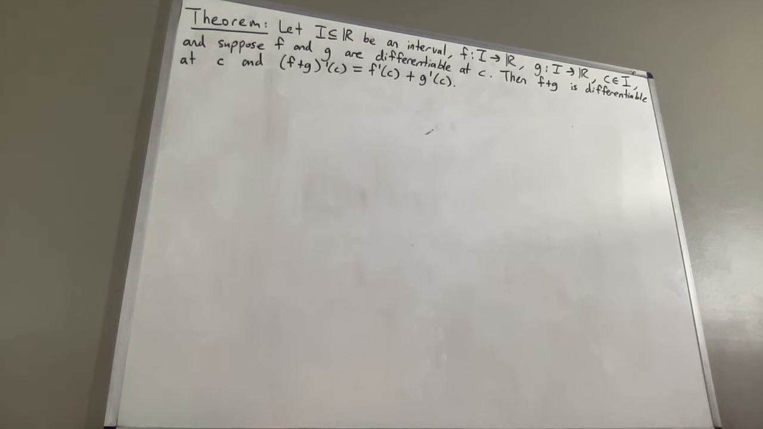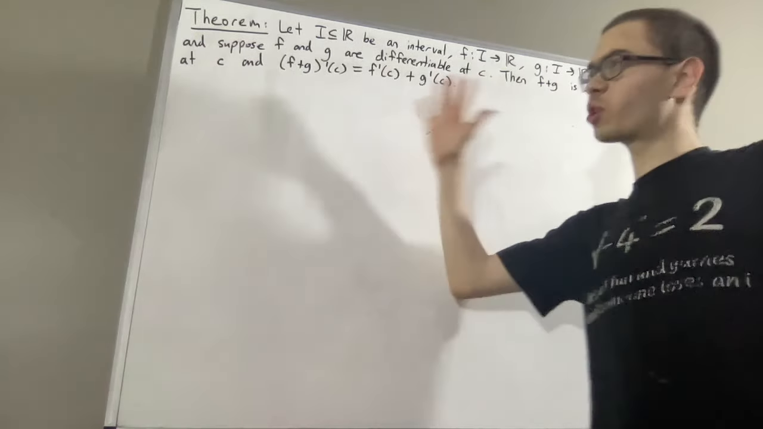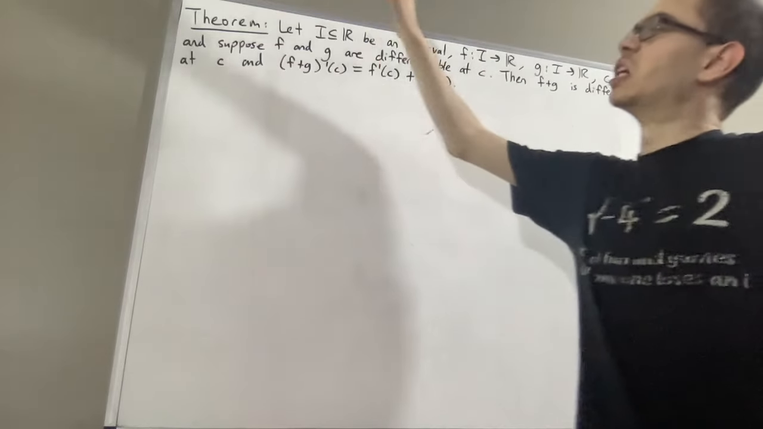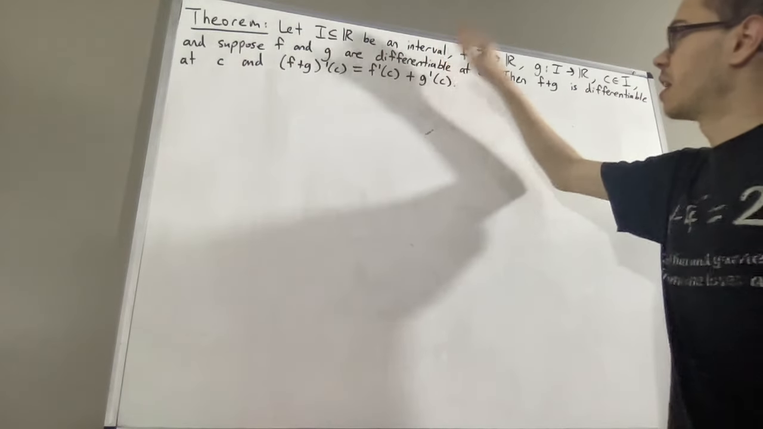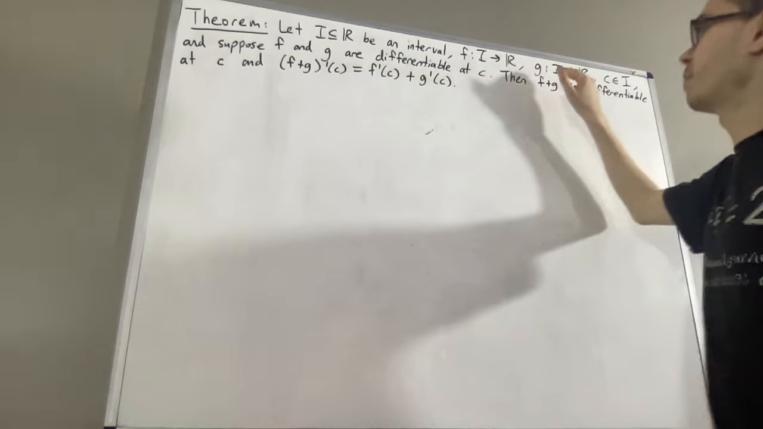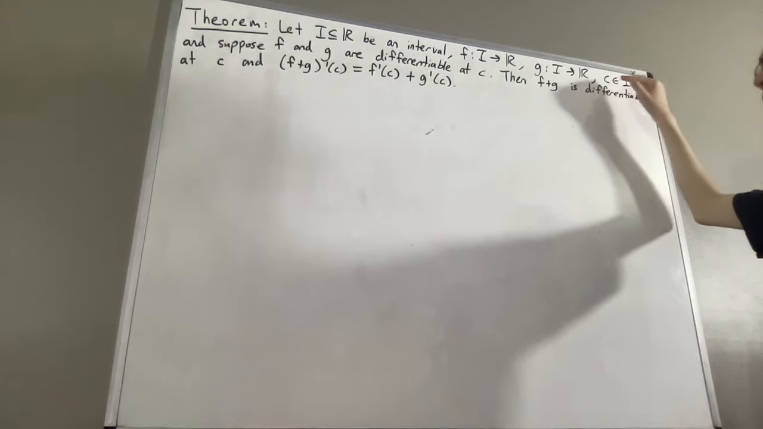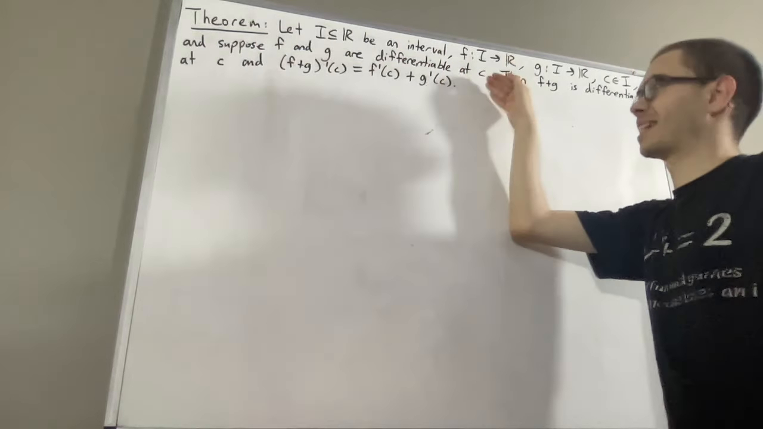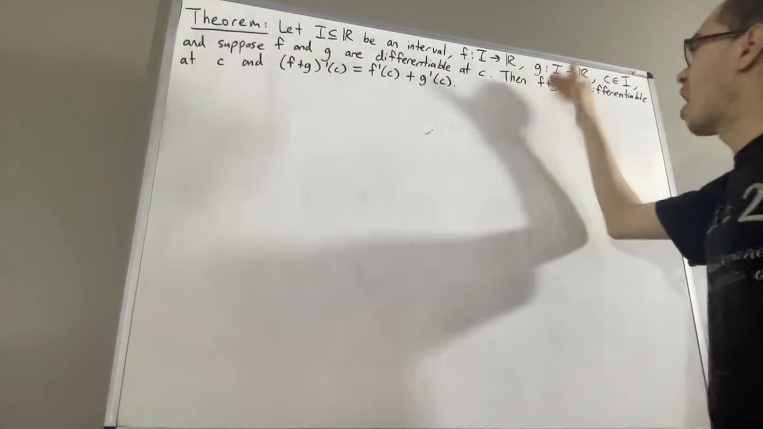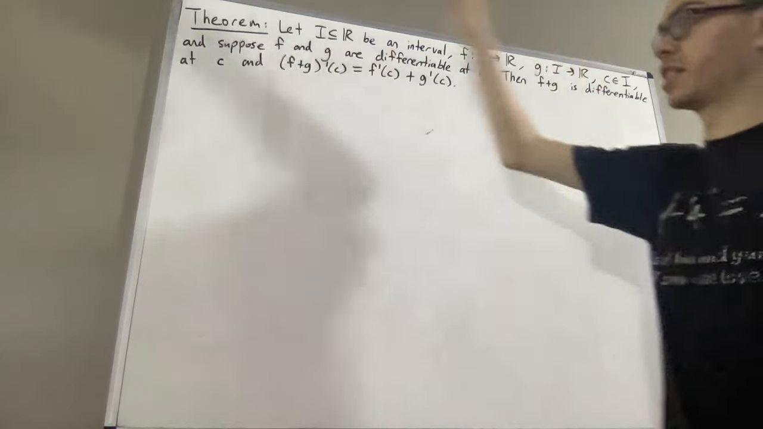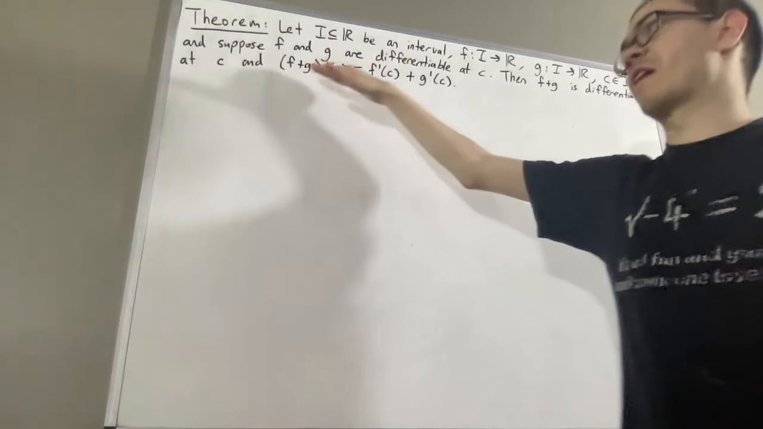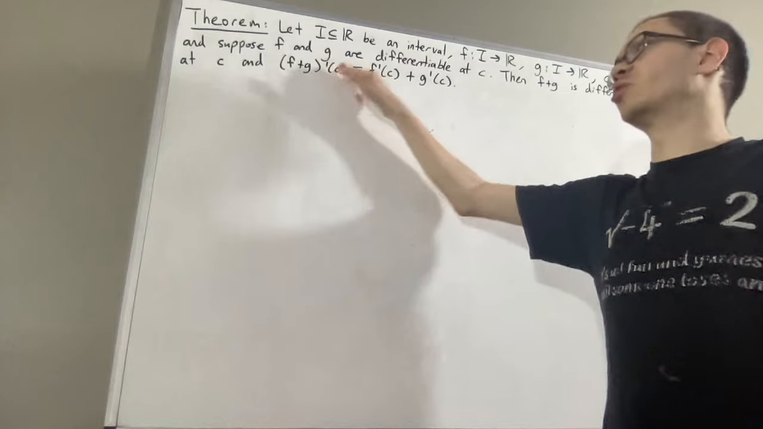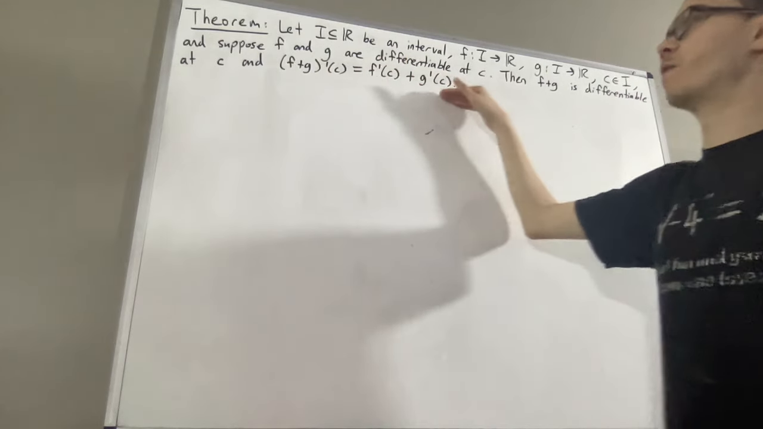Hello! In this video, we are going to prove the following theorem. Let I be an interval, f be a function from I to R, g be a function from I to R, and c is an element of I. Suppose f and g are differentiable at c. Then f plus g is differentiable at c, and the derivative of f plus g at c is equal to the derivative of f at c plus the derivative of g at c.